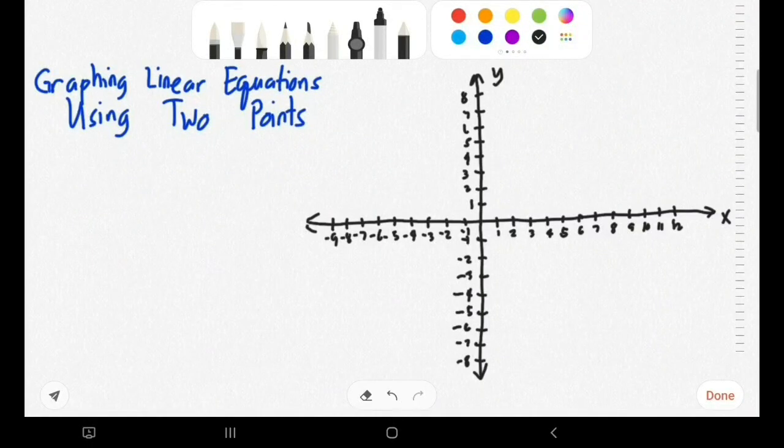Let's proceed to graphing linear equations in two variables using 2 points. As you can see here, I made a Cartesian plane in which you have the vertical axis, the y, and the horizontal axis, the x-axis.